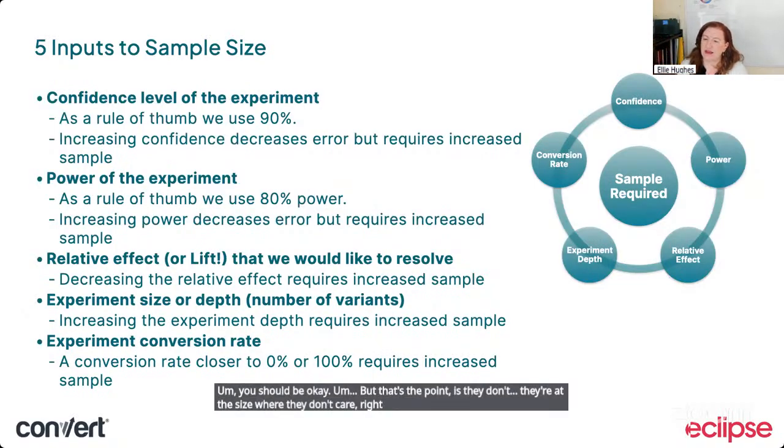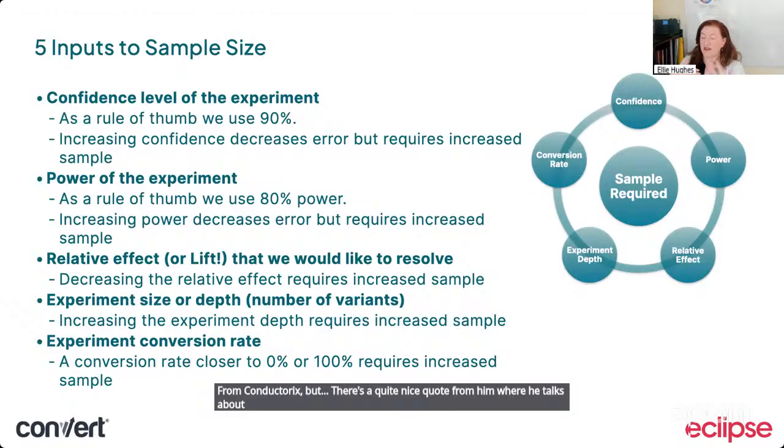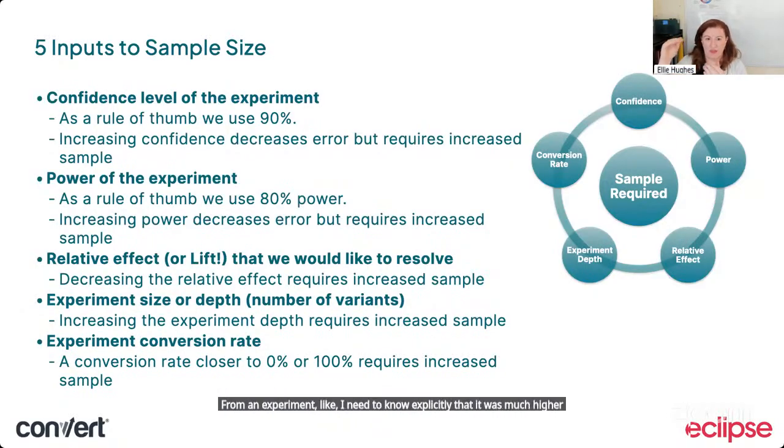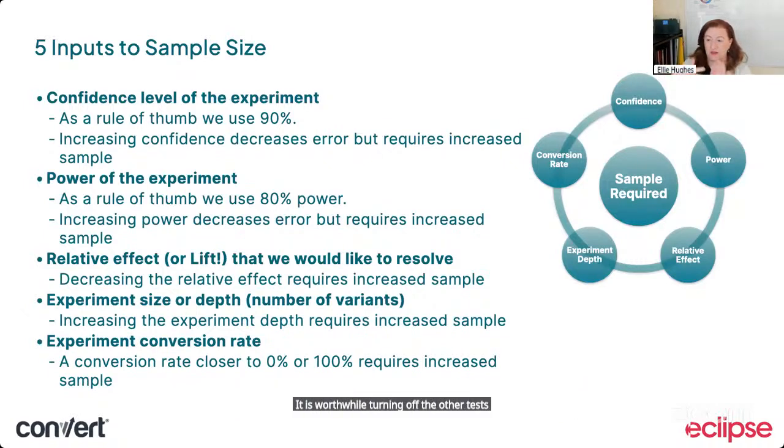So I think the advice that I quite like following, I don't know if any of you know Matt Gershoff from Conductrix, but there's a quite nice quote from him where he talks about if an experiment is super duper important to you and you need to really, really precisely nail the revenue figure from an experiment, like I need to know explicitly that it was much higher for the variant, it is worthwhile turning off the other tests or having it so that it's mutually exclusive.